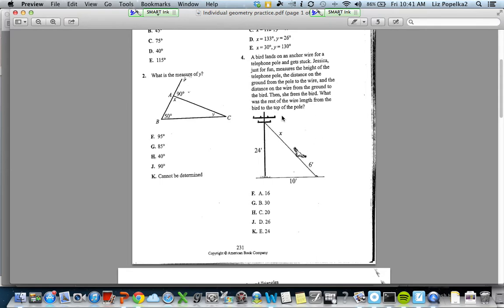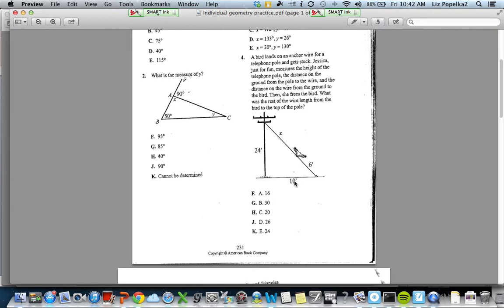Okay, what was the rest of the wire length from the bird to the top of the pole? So we're trying to figure out how long this side right here would have to be. Now, hopefully you might remember from 7th grade that the way a triangle works, you have to be able to add two sides together, and when you add those two sides together, they have to be longer than the third side. So that can at least help us narrow down a couple of these answers and have a good shot of at least guessing the right one.